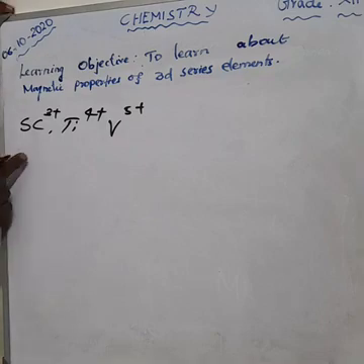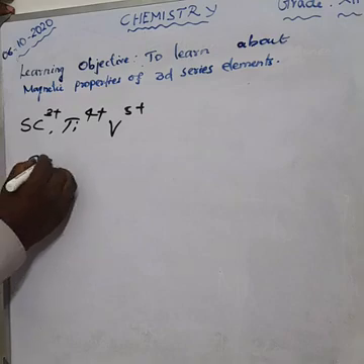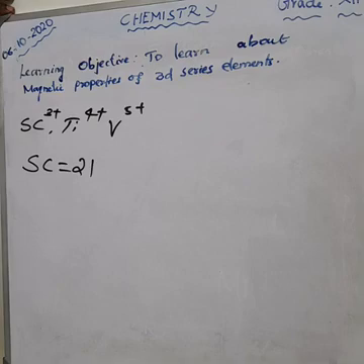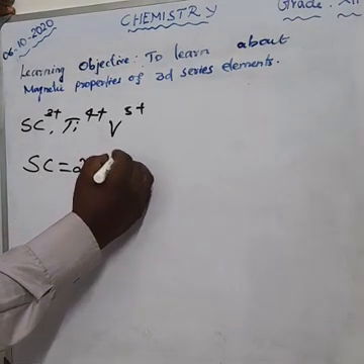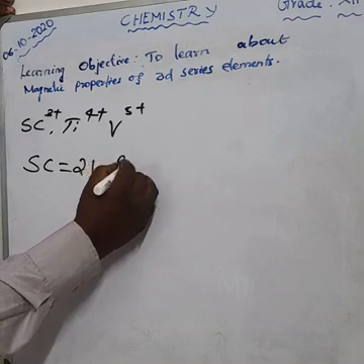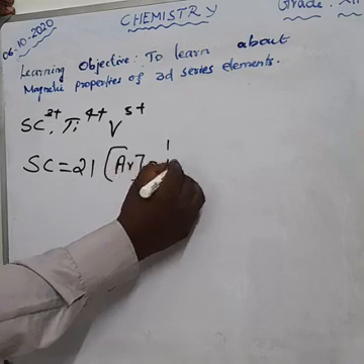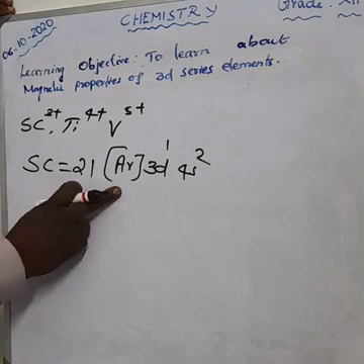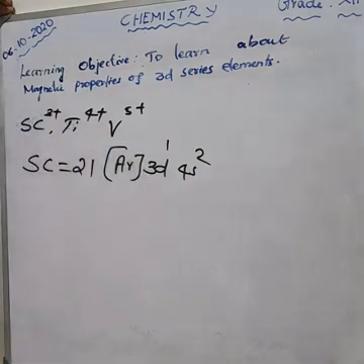First one, I am taking scandium. The atomic number of scandium is 21. Here, the electronic configuration of scandium is argon 3d1 4s2. Am I right? Argon goes to 18 electrons. What is the remaining electron? That is 3d1 4s2.